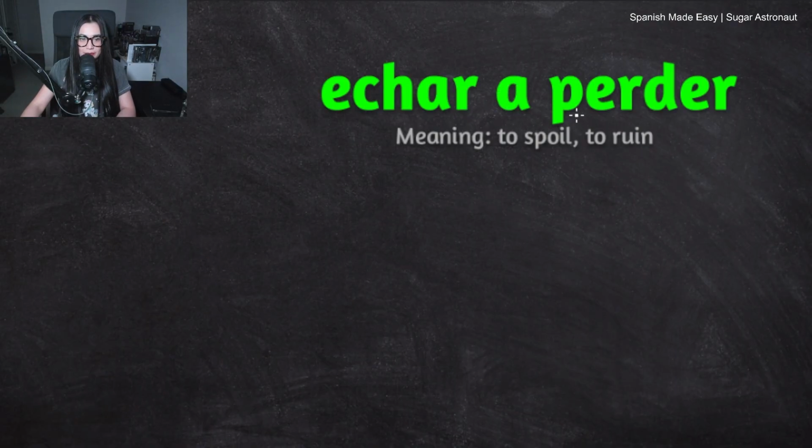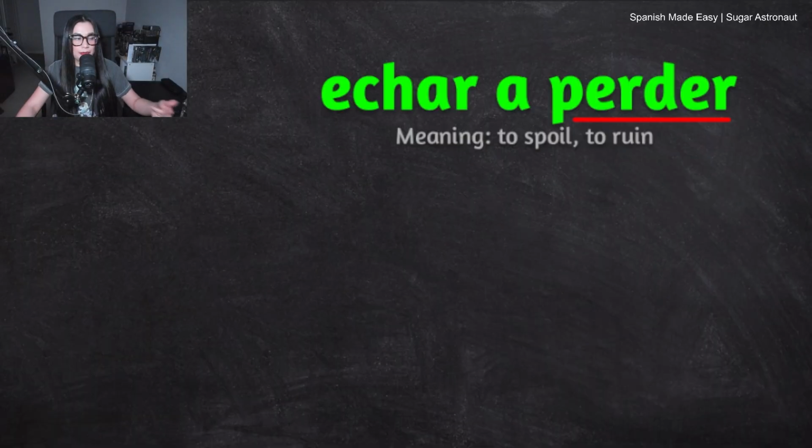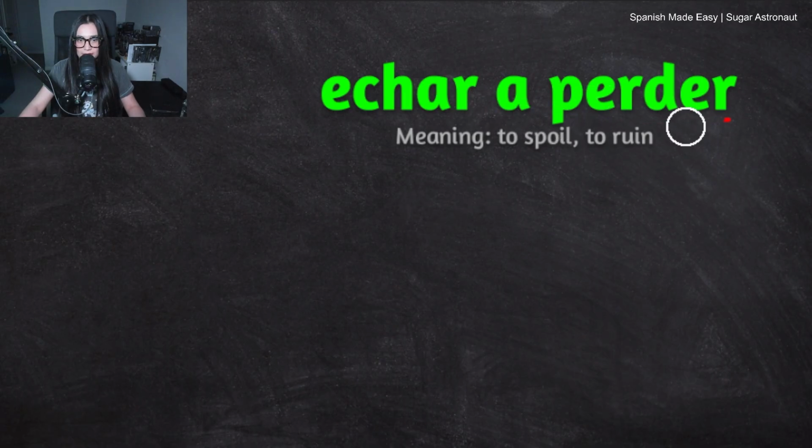Perder is a verb and it means to lose. Perder can also mean to be defeated, to miss an opportunity, to waste time, to get lost. So it can mean quite a few things. We can talk about this verb in the future for sure. But we're not talking about just the verb perder. We're talking about the phrase echar a perder, which means to spoil or to ruin something. Let's look at some examples using this phrase.